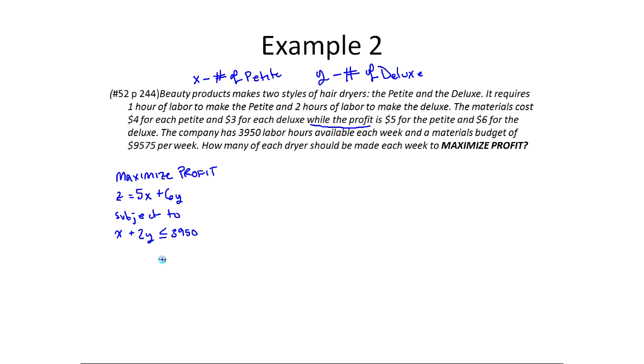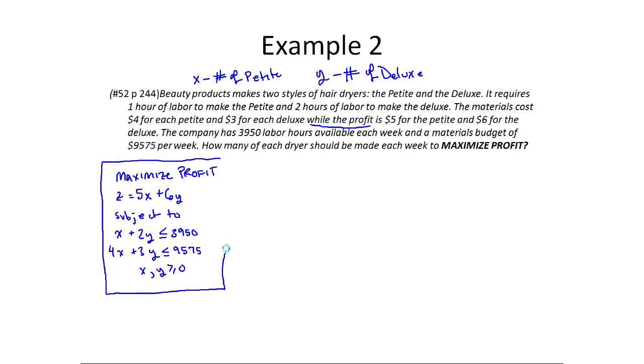Okay, now what about materials budget? I can't exceed that, right? But it could equal. It says materials cost $4 for each petite and $3 for each deluxe. So when I combine them, I don't want to exceed my weekly budget, 9575. So this will be how many I should make each week. And then finally, an obvious one that's easy to forget, I can't make a negative number, right? So this would actually be my linear programming problem right here.